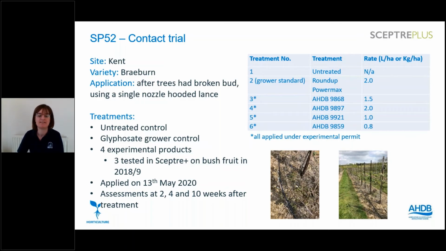So this was carried out at a site in Kent, and we were looking at the Brabham variety. In terms of the application, we just put on 1 herbicide application after the trees had broken bud, and this was using a single nozzle hooded lance. We always have an untreated control in there to compare against as one of the treatments. We also had the grower control product, so this was a glyphosate product, so then obviously we can compare the efficacy of these new products against what we're already using as a standard.